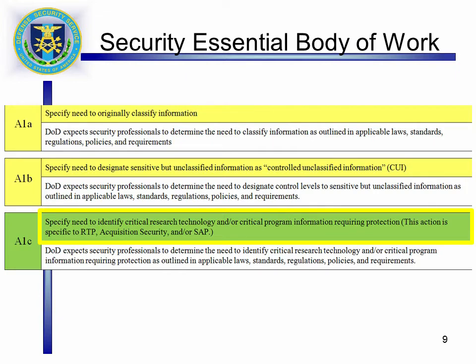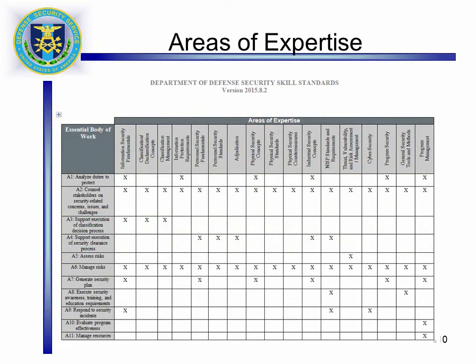The next step to having a more usable and readable DS3 was to create a clear link between the essential body of work and the essential body of knowledge. Having the EBW provides the context of the work being performed. Now there is a link to the knowledge the professional needs to have to perform those actions. What you are seeing on your screen is the new Areas of Expertise table that has come out in version 8.2. This is where the link between the essential body of work and the essential body of knowledge takes place.